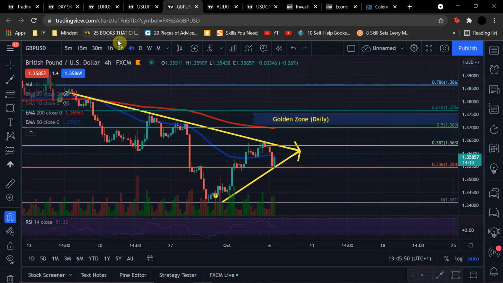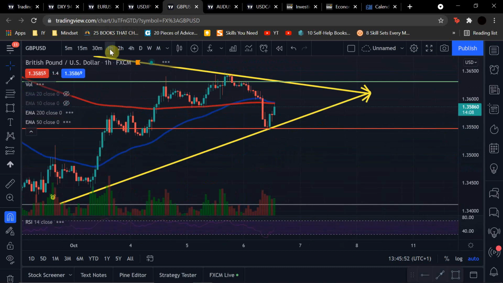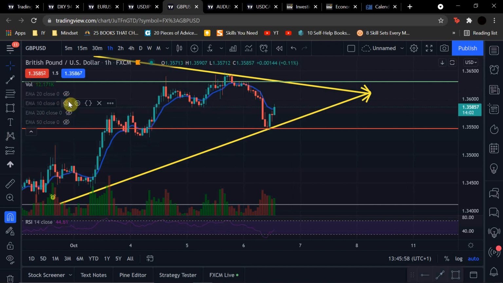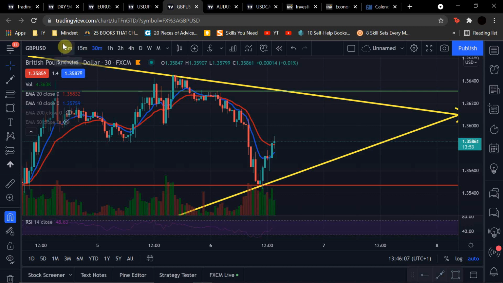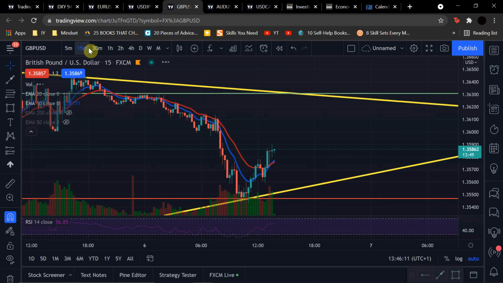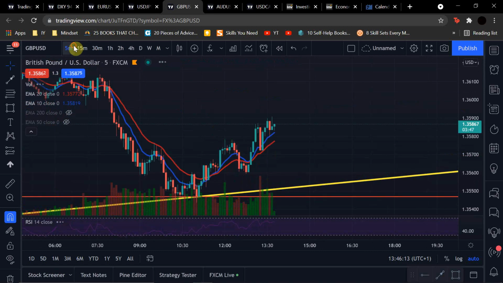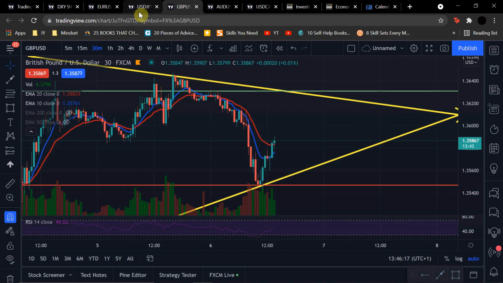GBP/USD. It's budging a little bit. Oh, look at that. Look at this candlestick. Boom. Doji, bullish engulfing. Who knows? We'll see. Okay, cool. We're going to keep an eye on that.